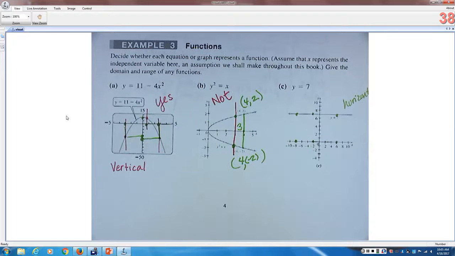But it's still a function because each x has a y that is just for that x. The fact that somebody else has that same thing doesn't matter. All of them have their own y value. It just happens to be the same one. So this one is a function.